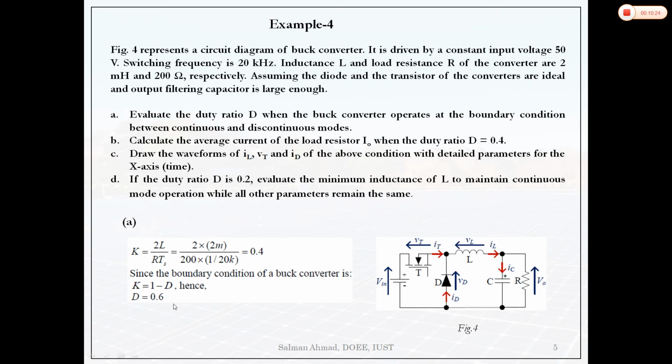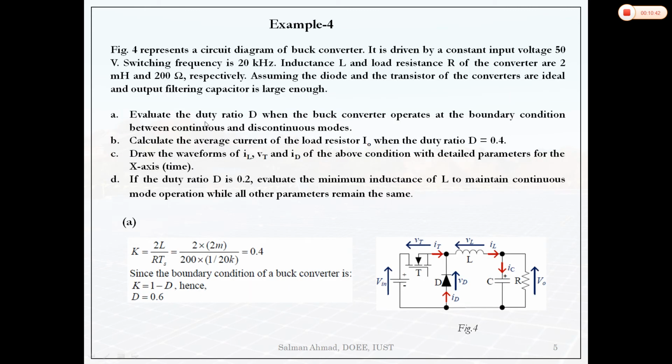If we are operating our converter for these values below 0.6 duty cycle, in that case the converter will operate in discontinuous mode of operation.